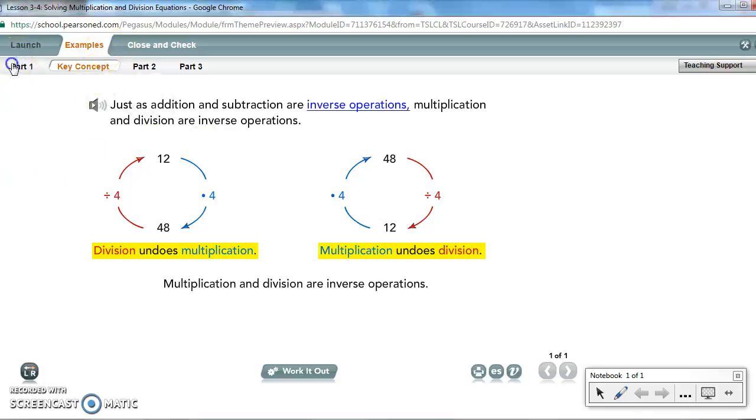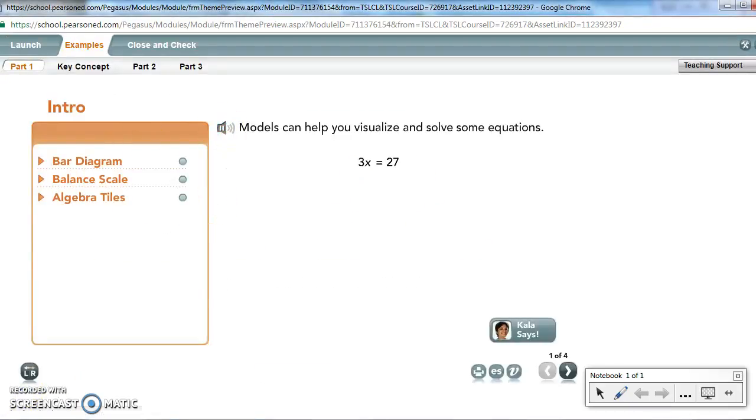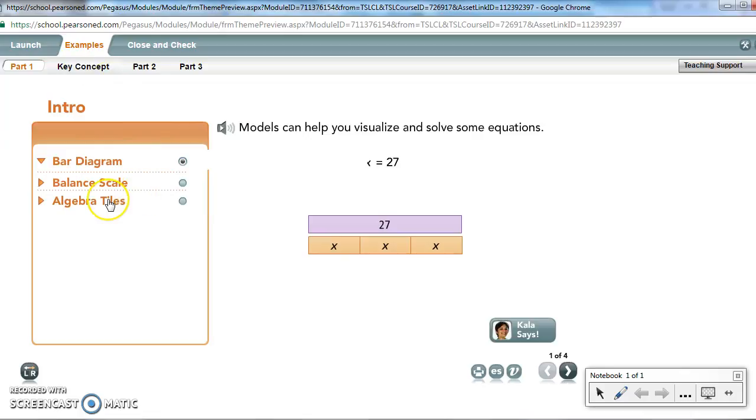Awesome. On to part 1. Models can help you visualize and solve some equations, such as 3 times x equals 27. So here we have 3x equals 27. This is a bar diagram. Each of these x's is a part of that 27. We can split 27 evenly among the x's. Each x will get a little portion.